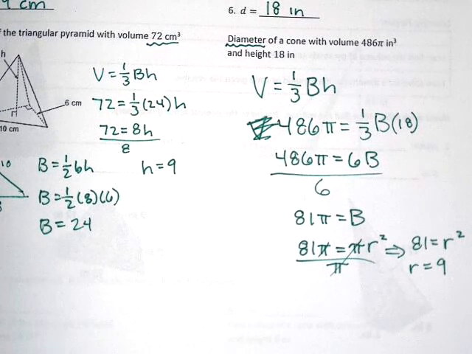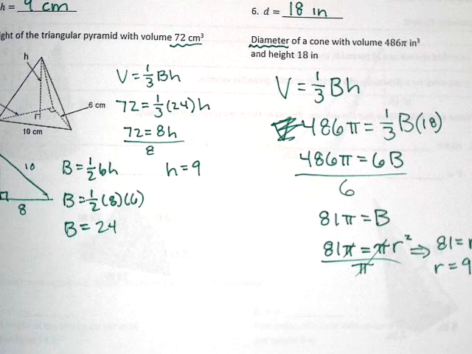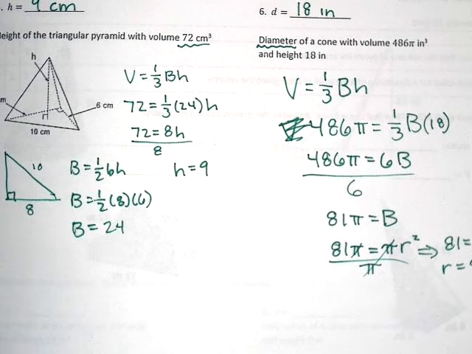Alright, so there were some good practice problems, all problems I would expect you to be able to do on a quiz or a test. Again, what I really want you guys to take away from this section is that pyramids and cones, one, they're the exact same calculation, and two, they're very closely related to prisms and cylinders.